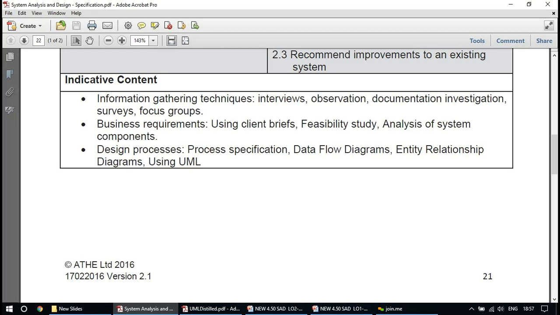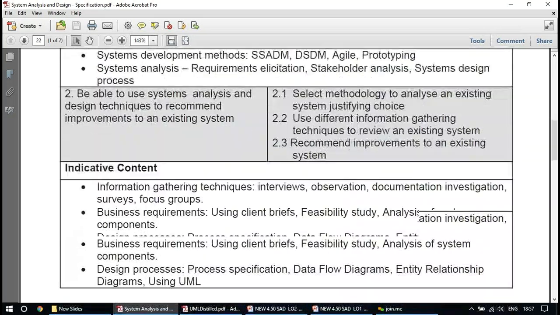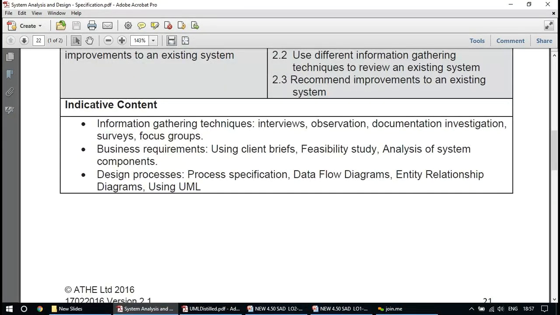So is there anything else you want to ask today about this information gathering technique, business requirements, and the design process? No? Right now, okay, that is fine. So take your time and do some little research on the difference between object-oriented and non-object-oriented programming and analysis and design. Then we will discuss in the next session.